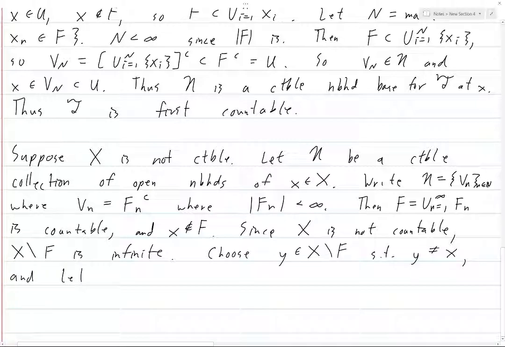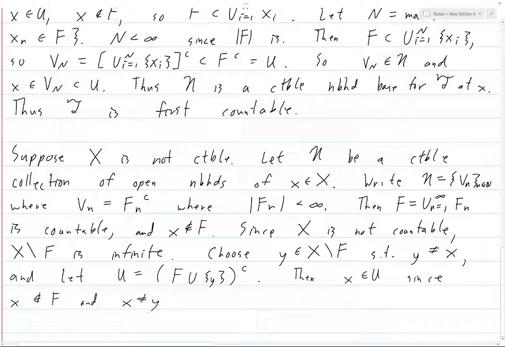And let U be, let's see here, we'll take F and we'll union it with the element Y and take the complement, and this is going to be U. Then X is in U, since X is not in F and X is not equal to Y. However, for all i in the natural numbers, Y is not in Fi.